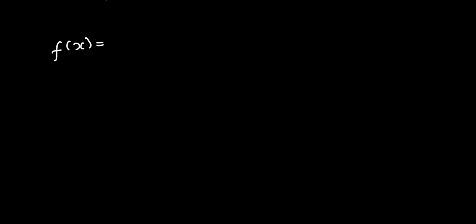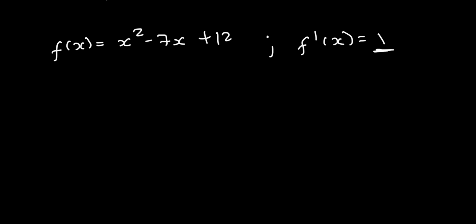Let's say, for example, they give you the following function. f(x) equals x squared minus 7x plus 12. And then they tell you the gradient is equal to 1. They can give you the gradient as the first derivative, or they can give you the gradient as m equals 1, or they can say the gradient is equal to 1. So now, how do we find the coordinate where the gradient is actually equal to 1?